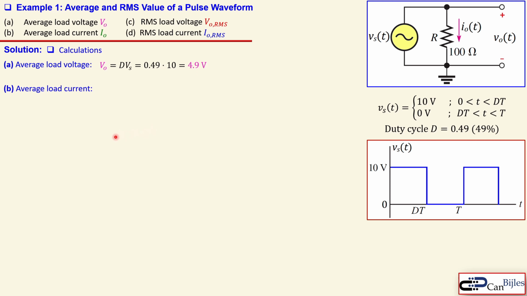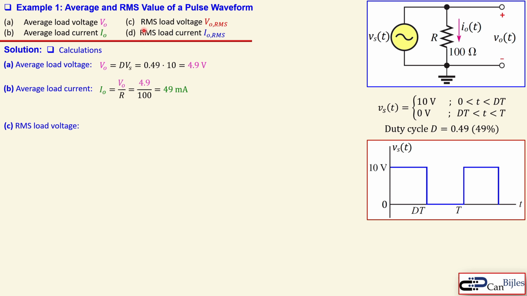The average load current, IO, is also a straightforward calculation. That is using Ohm's law. We already know from question A what the average load voltage is, so you divide by 100, which is the R, pure R. So you get here 49 milliamps.